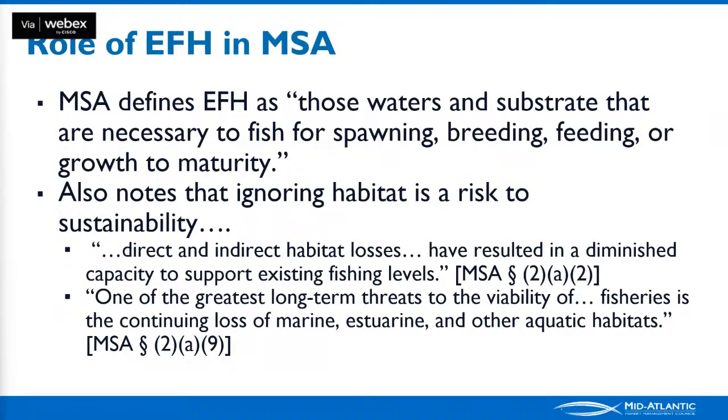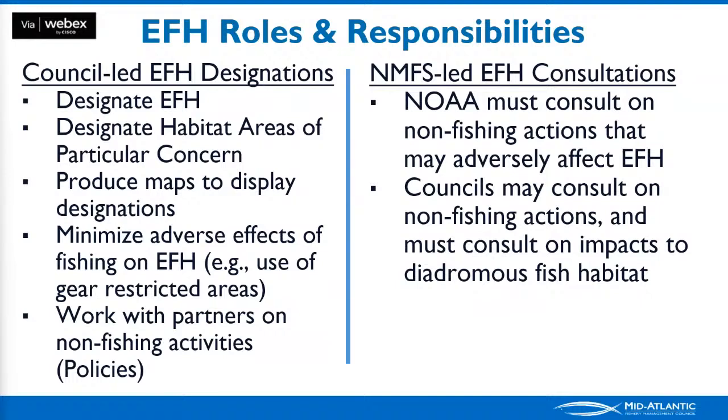So all of you should be familiar with the role of essential fish habitat under the Magnuson-Stevens Act, but just to remind you, EFH is those waters and substrate that are necessary for fish for spawning, breeding, feeding, or growth to maturity. The MSA also has language that notes that really ignoring fish habitat is a risk to sustainability of our fisheries. There's direct and indirect habitat losses, and the MSA notes that those long-term threats come from the continuing loss of marine, estuarine, and other aquatic habitats. So it's very important to address issues related to fish habitat.